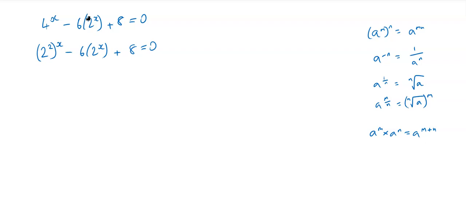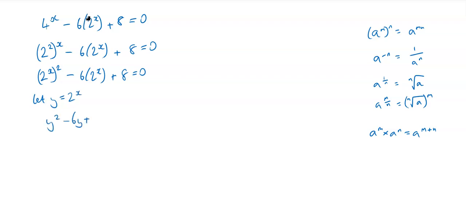Now, 2 to the 2 to the x is the same as 2 to the 2x, but that is also the same as 2 to the x squared, minus 6 lots of 2 to the x plus 8 equals 0. What we do now, we let y equal 2 to the power of x. So we have y squared minus 6y plus 8 equals 0. Now we factorize: y minus 2, y minus 4 equals 0. So that means y equals 2, y equals 4.